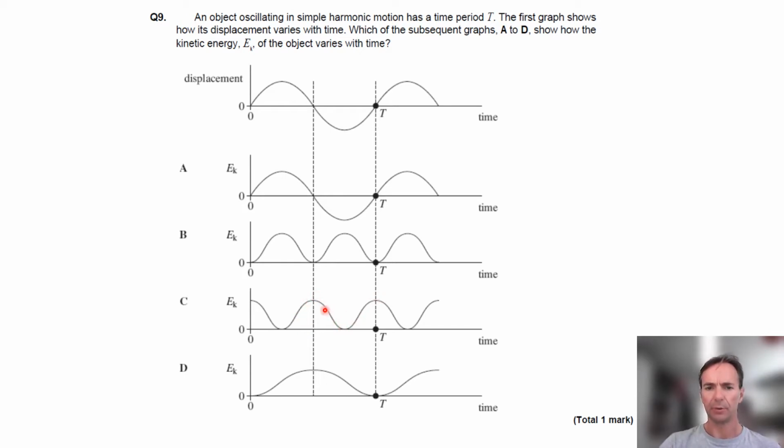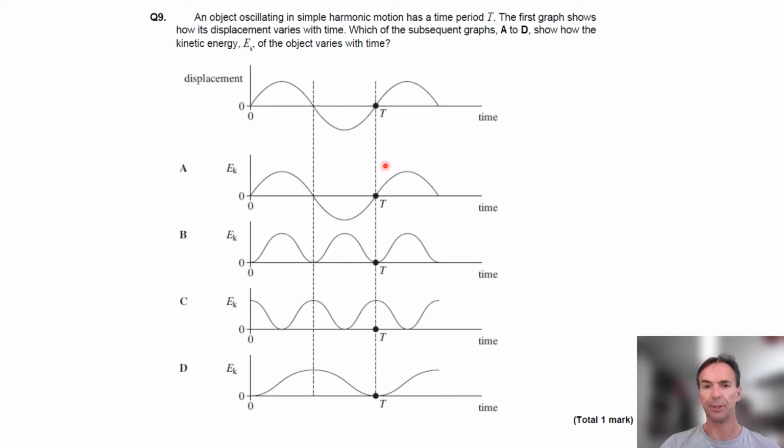But here we are, look, we've got two of these waves in here. We've only got a single one in here. That doesn't make sense. So let's go back to our thing here. So this has got to be this one. So maximum displacement, zero velocity, therefore zero kinetic energy. It's not zero here, it can't be that one.